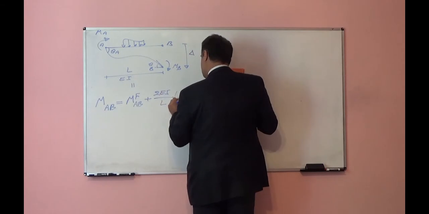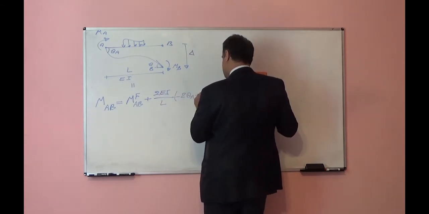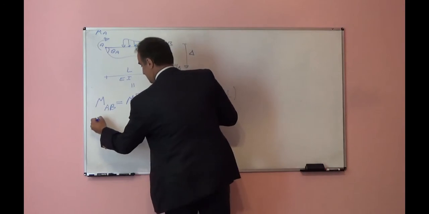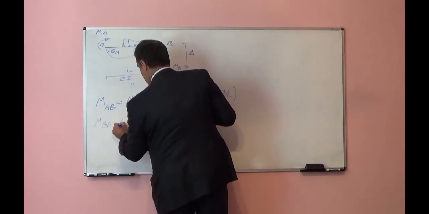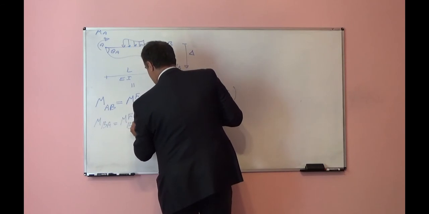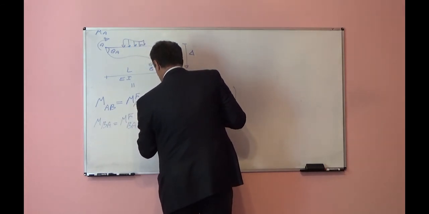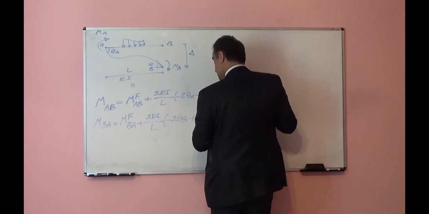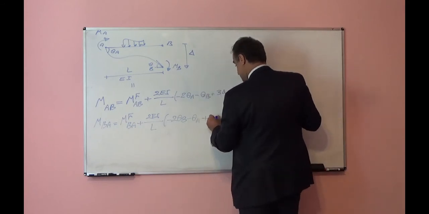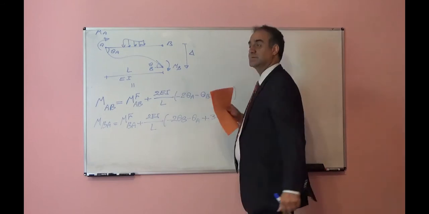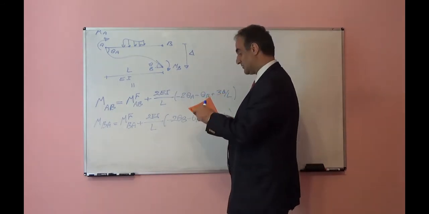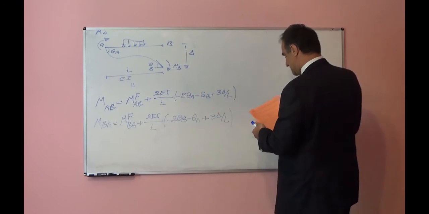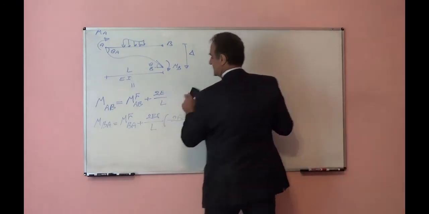2EI over L times 2 theta A plus theta B minus 3 delta over L, and MBA will be equal to M fixed BA plus 2EI over L times 2 theta B plus theta A minus 3 delta over L. We apply this formula, and if I want to summarize the procedure for the slope deflection method, I can write it in 4 to 6 steps. I summarize everything here.